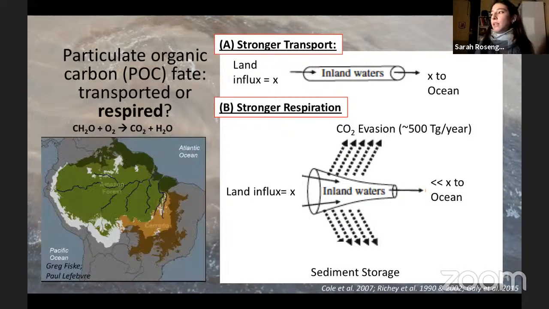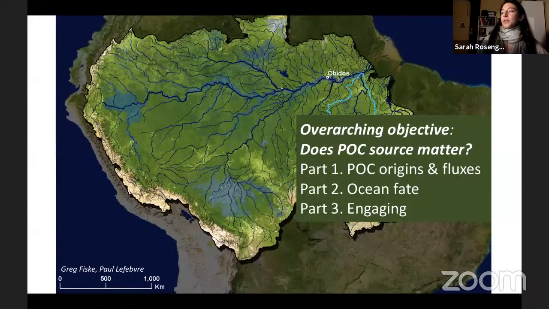And that's because there have been large quantities of sediments being stored, which a lot of the previous talks have mentioned and described. Also there have been substantial measurements of carbon dioxide evasion, presumably coming from remineralization in the river system. So the overarching objective of this talk and all the different parts of the talk is to ask ourselves: does the source of organic carbon matter and affect its fate, affect that balance between whether that particular organic carbon will be transported and buried versus remineralized in transit?